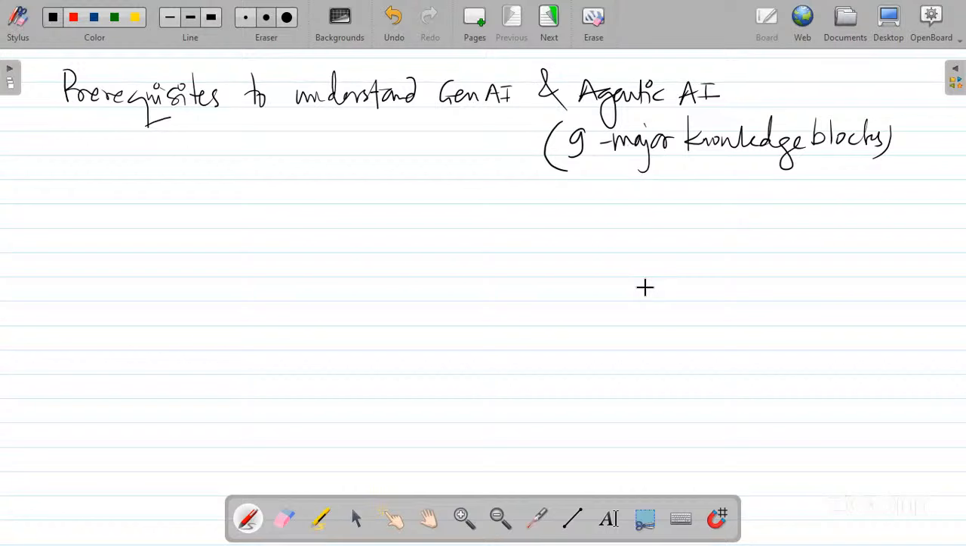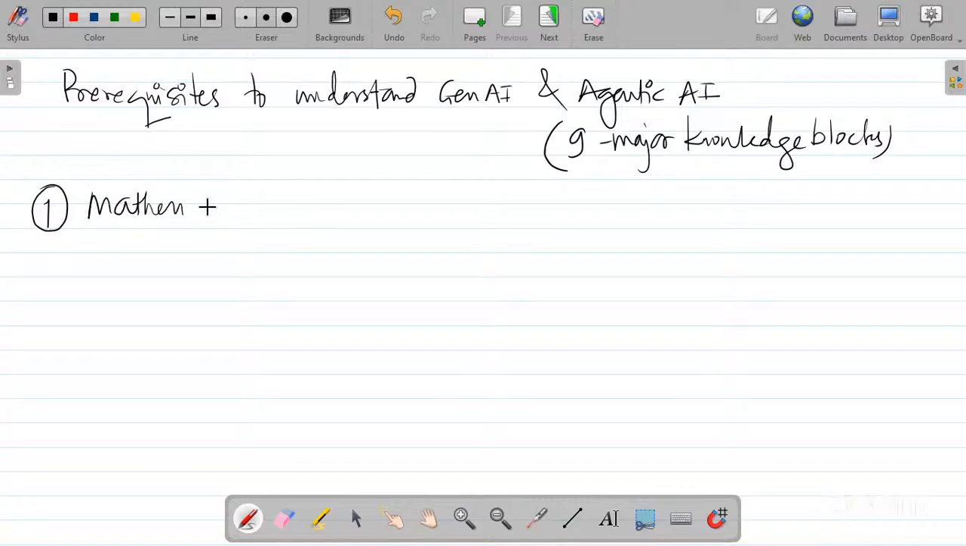What are the core concepts? If you are primarily familiar with these core concepts, then it will be easy for you to understand the upcoming part, the upcoming syllabus content. So let's talk about the first major block, the knowledge block, that is mathematics basics.